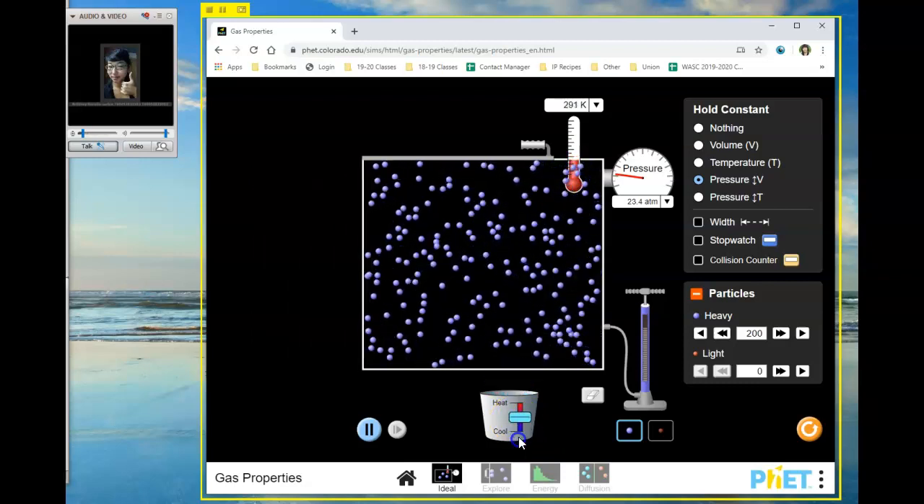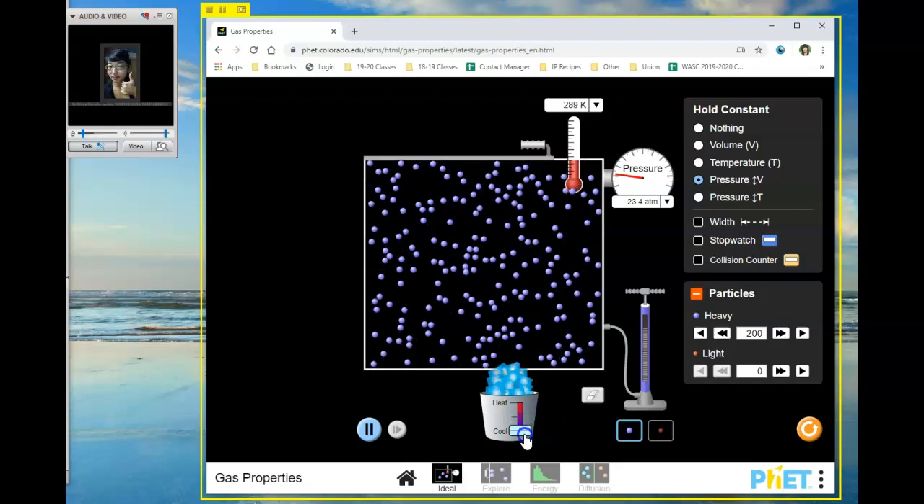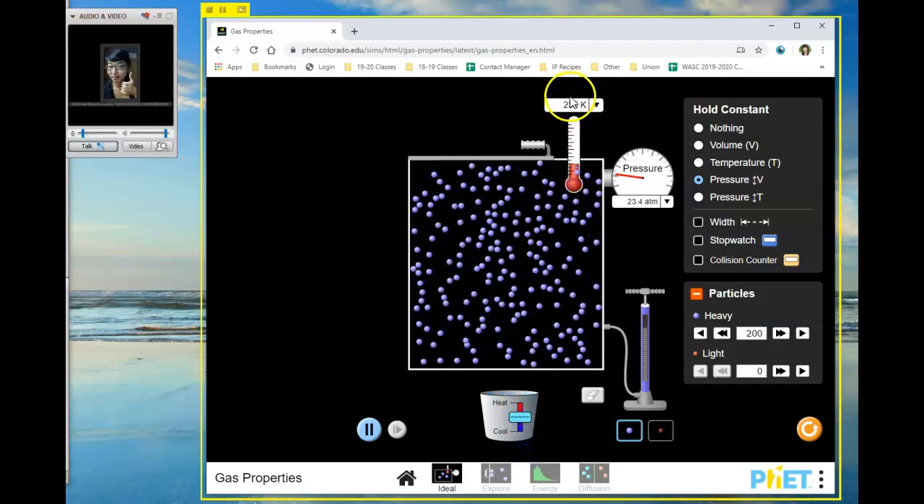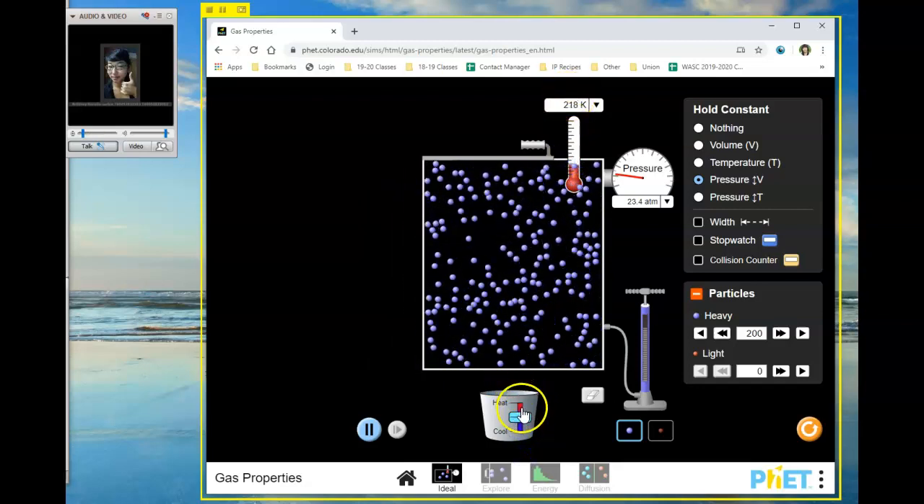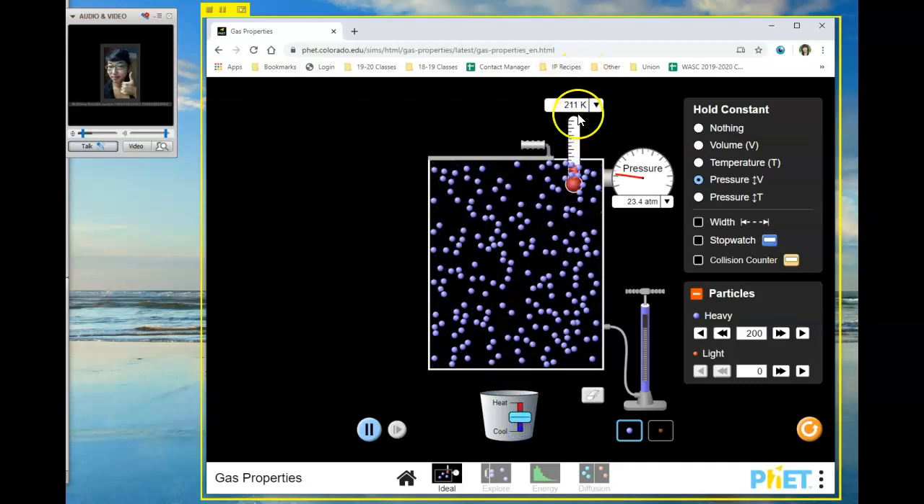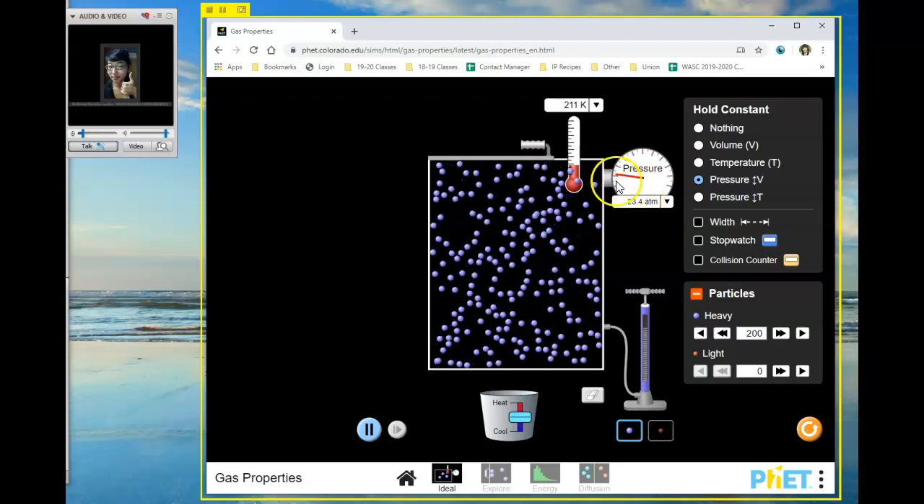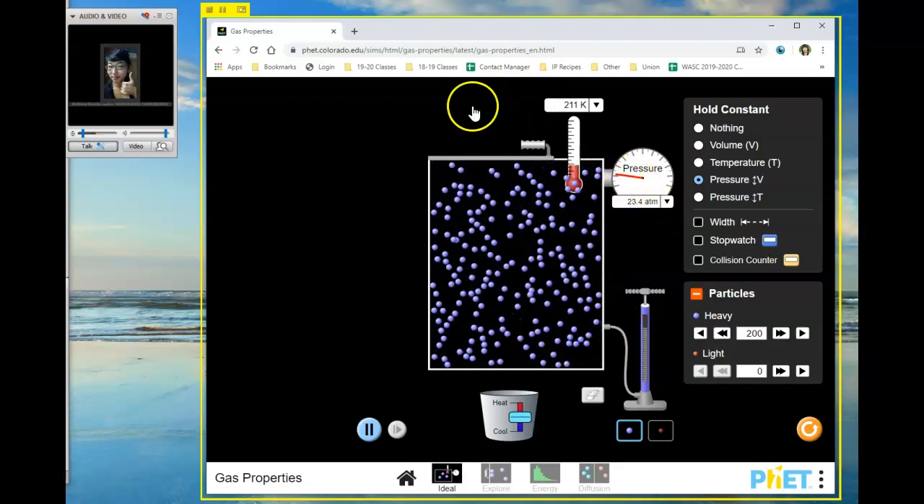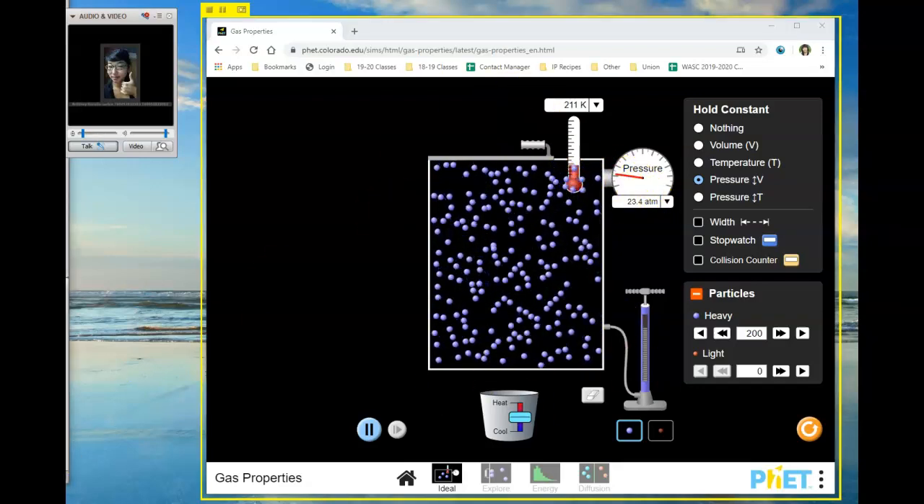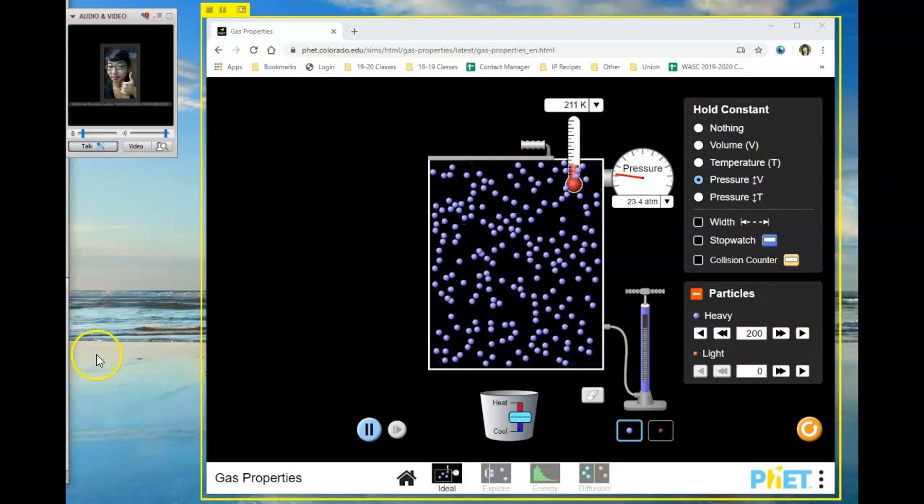So now you can see temperature is decreasing. It's at 290. It's at 230-ish. Keep going. All right, so temperature is at about 211 Kelvin, but pressure is still at 23.4 ATMs, atmospheres. It hasn't changed. So what happened to the box this time? Go ahead, tell me in the chat box. What happened in the box this time?